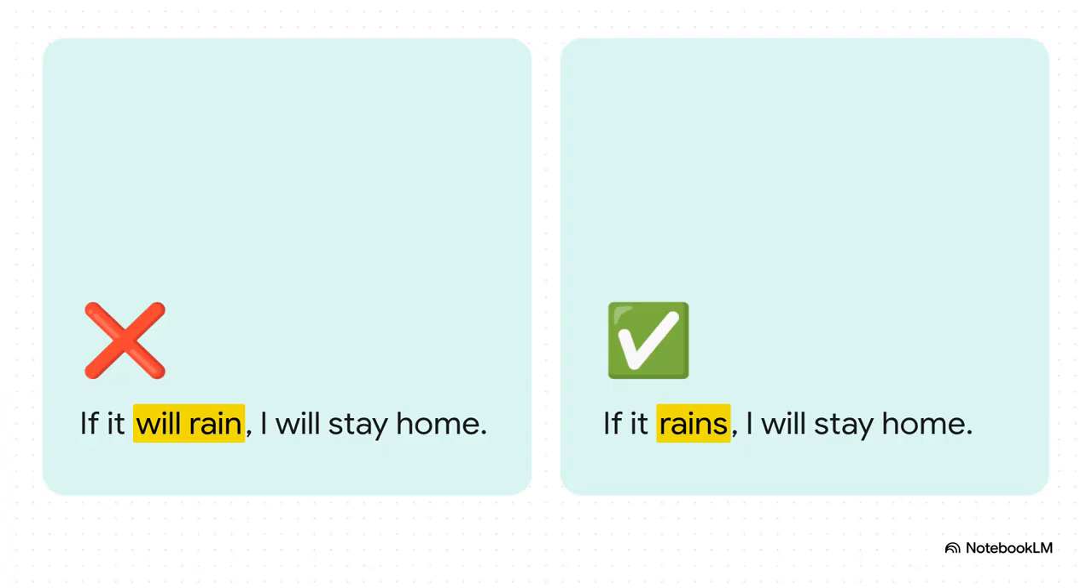All right, now this is the big one. This is the number one mistake people make, so listen close. Even though you're talking about something in the future, you never use will in the if clause. It's always if it rains, never ever if it will rain. The will in the second part of the sentence is already doing all the work for the future tense.